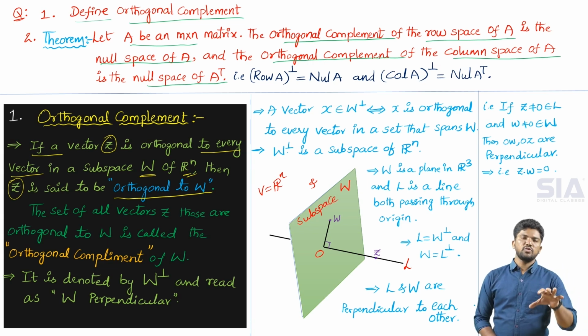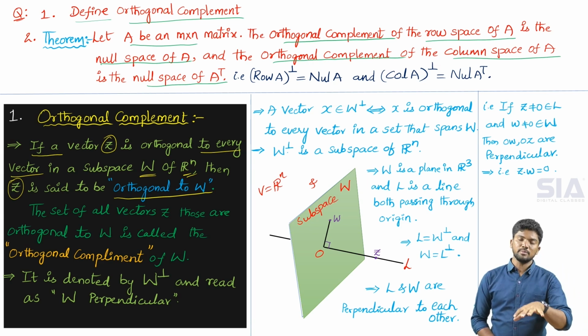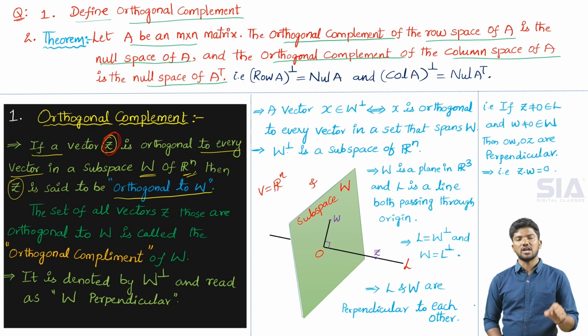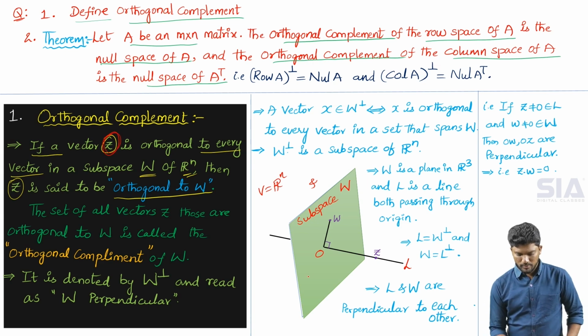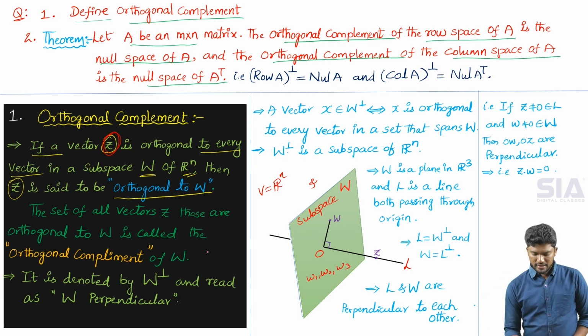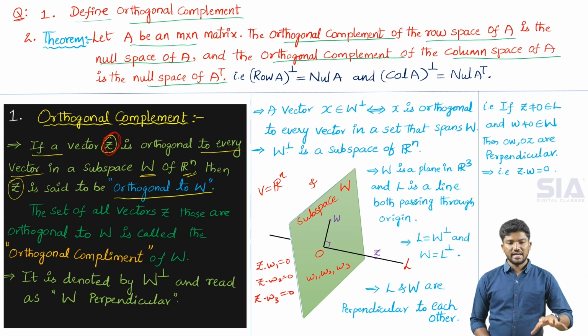In that subspace, any vectors you take are nothing but column matrices. For any such vector, Z is orthogonal. That means, for example, if you take small w1, w2, w3 as three vectors in W, then we can write the relations z into w1 is equal to 0, z into w2 is equal to 0, and z into w3 is equal to 0. Why? Because Z is said to be orthogonal to subspace W.